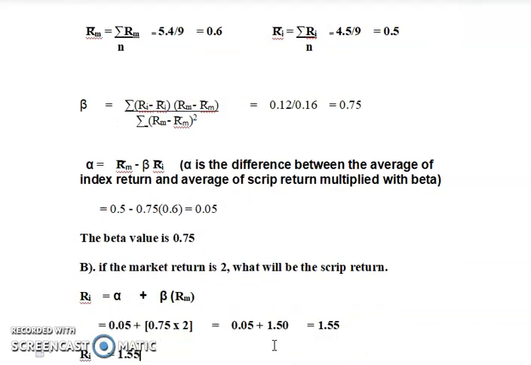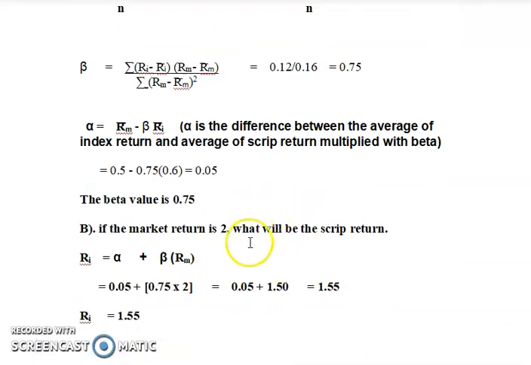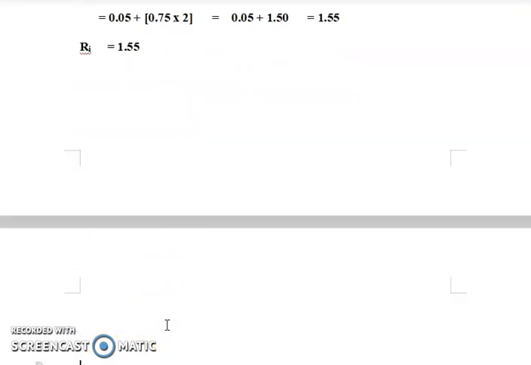Now they are asking, if the market return is 2, what will be the script return? The formula to find a particular script return is alpha plus beta RM. So alpha we have 0.05, plus beta 0.75 into the market return they have given, 2. When you multiply, 0.05 plus 1.50, we get 1.55. So I get the script return as 1.55.